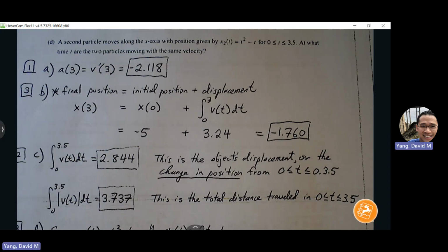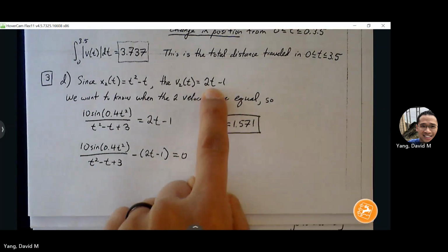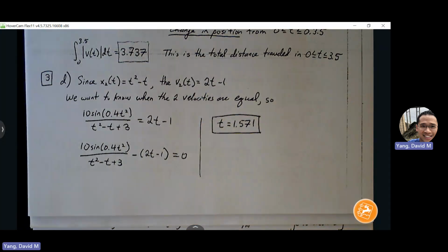Part D: a second particle moves along the x-axis, with a different position function, t squared minus t. At what time are the two particles moving with the same velocity? So let's find the velocity function for x of 2, and then we can just set them equal to each other and see at what times they share the same velocity. My second particle's velocity function is 2t minus 1. My first velocity is this 10 sine over t squared minus 2.